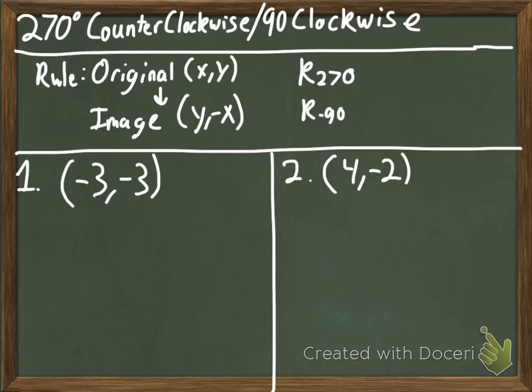Okay, now for the last type of rotation that we're going to talk about, a 270 counterclockwise, which is the same thing as 90 degrees clockwise. So our rule, we have our original at (x, y). For the image, our x and y are going to switch places, and our x coordinate becomes the opposite of what it originally was. So it's kind of like the opposite of what happened with a 90 degree counterclockwise. So, I want you to go ahead and perform this transformation on these two examples by pausing the video and working it out with your group.